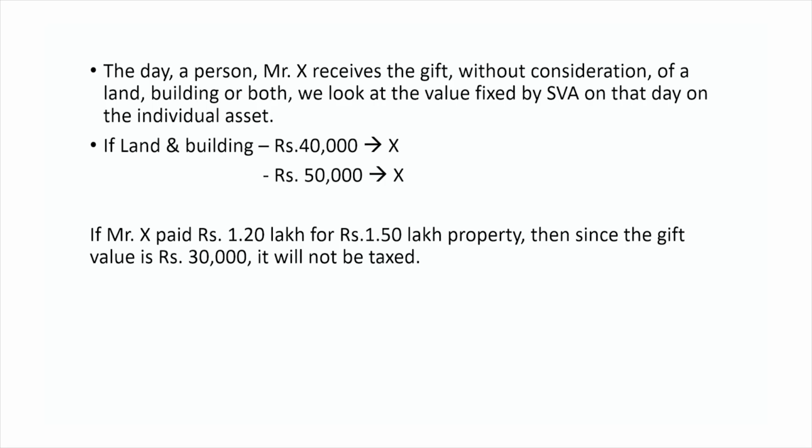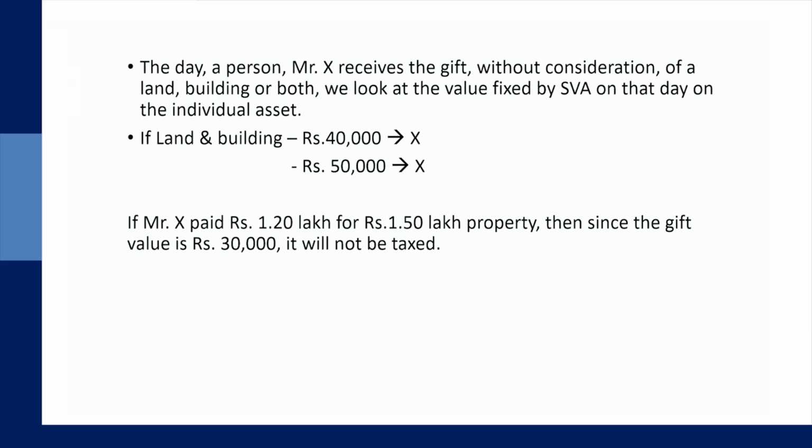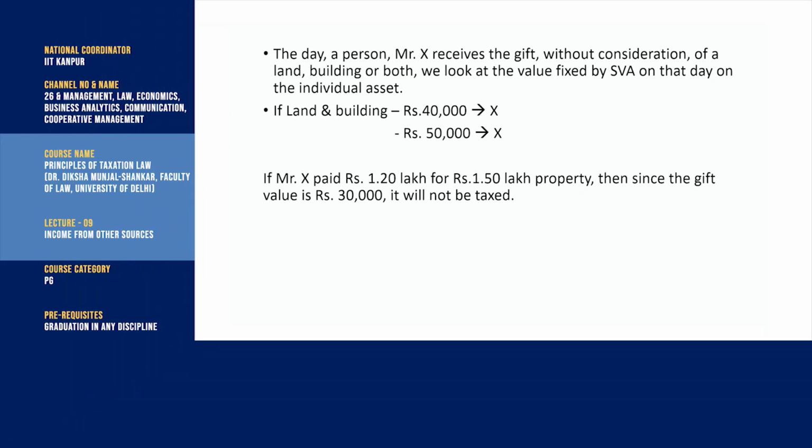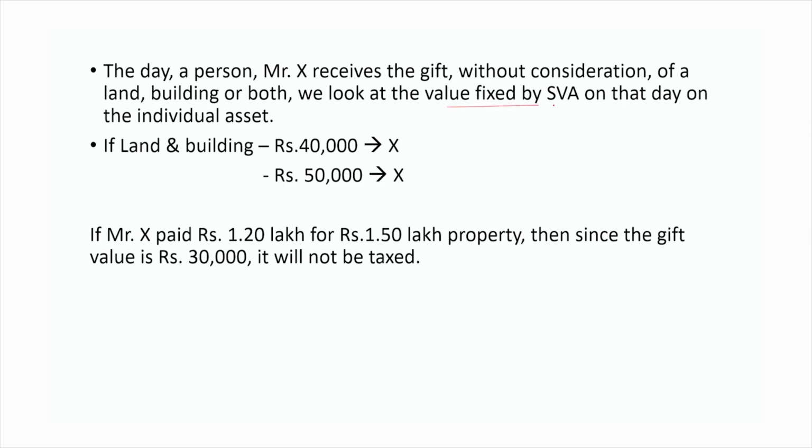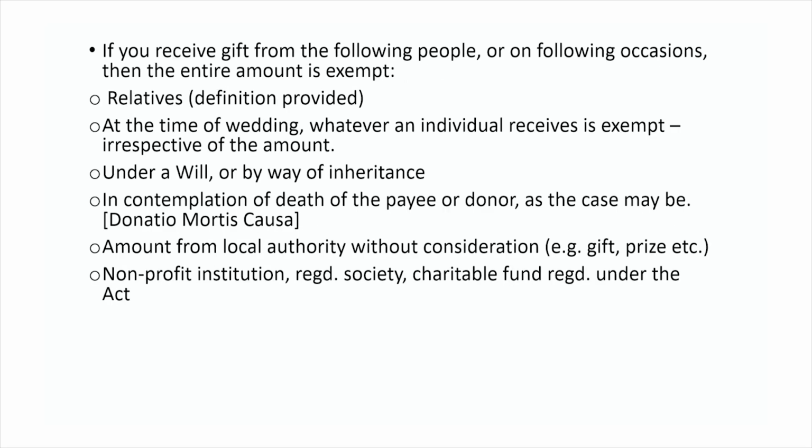So if the land and building, the valuation of that is at rupees 40,000, then you're not liable to pay anything. If it is at 50,000, again, you're not liable to pay anything. But if Mr. X paid rupees 1.2 lakh for rupees 1.5 lakh worth of property, then since the gift value is 30,000, it will not be taxed, right? So it really depends again on what is the value of the property which has been fixed by the stamp valuation authority. Then if you receive gift from the following people or on the following occasions, then the entire amount is exempt.